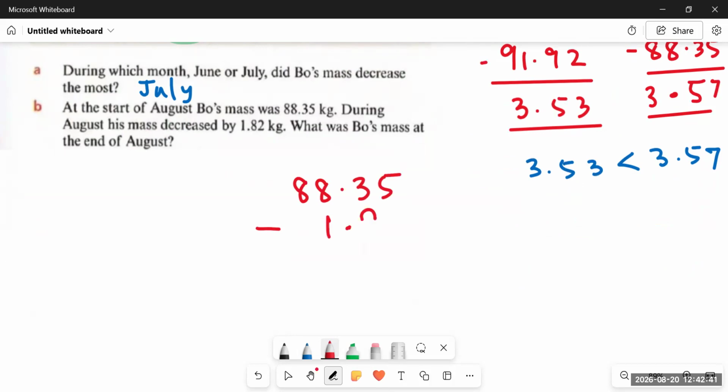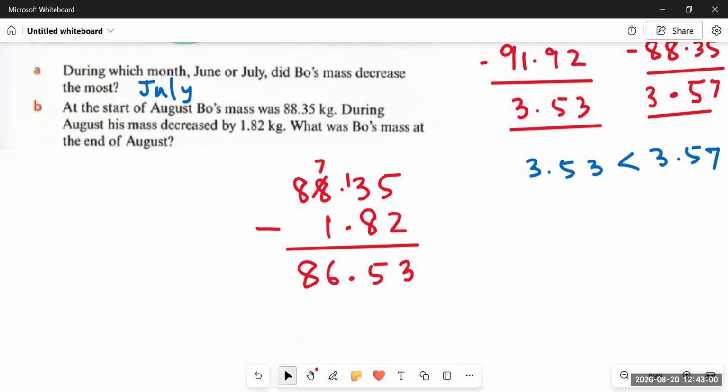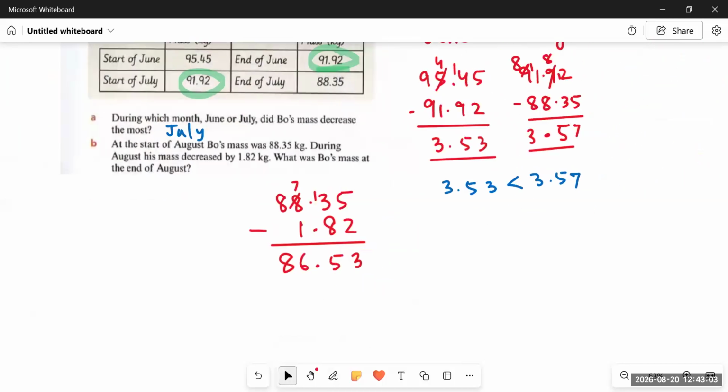Keeping decimal below decimal and the digits alongside, we will now subtract and we will get 3 here, borrowing 1 from here. We'll get 13. 13 minus 8 is 5. 7 minus 1 is 6, and then 86.53. Meaning, at the end of June the mass was 91.92. Then it decreased, so at the end of July it was 88.35. And now at the end of August, it will be 86.53, further reduced by 1.82 kg.